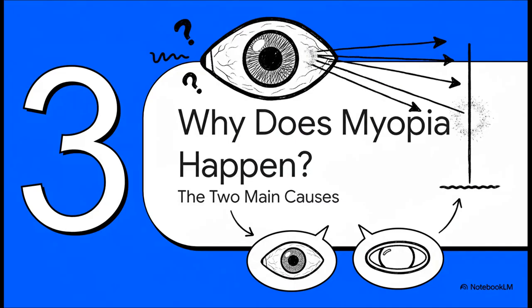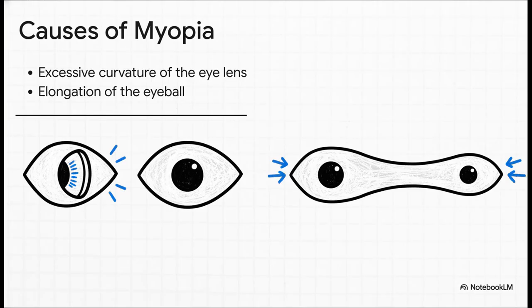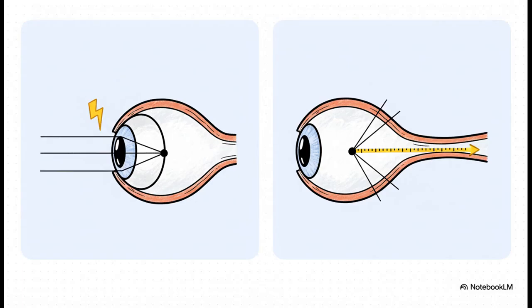Okay, so the next logical question is why? Why does the image form in front of the retina? Let us investigate the two main reasons behind this condition. So there are two primary physical changes that can happen in the eye to cause myopia. The first one is the excessive curvature of the eye lens, and the second one is the elongation of the eyeball. Let's break down what each of these causes means in simpler terms.